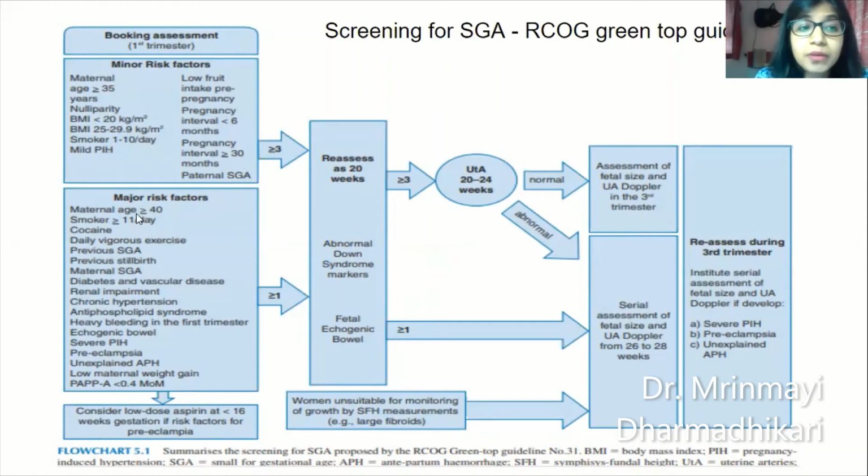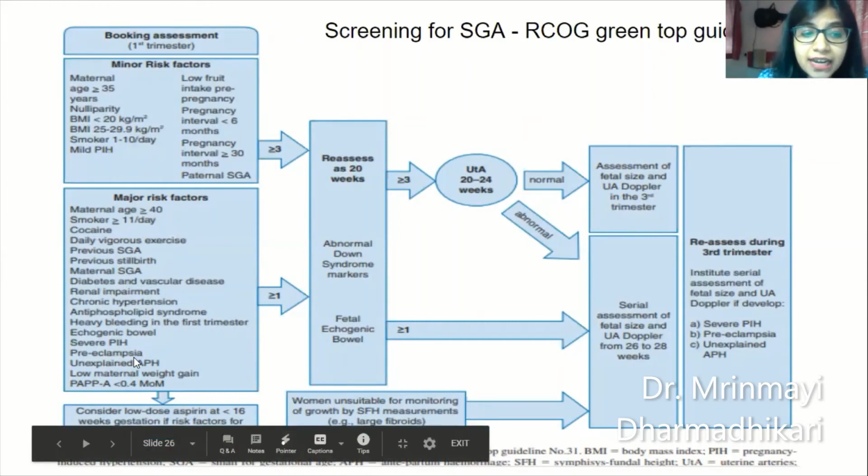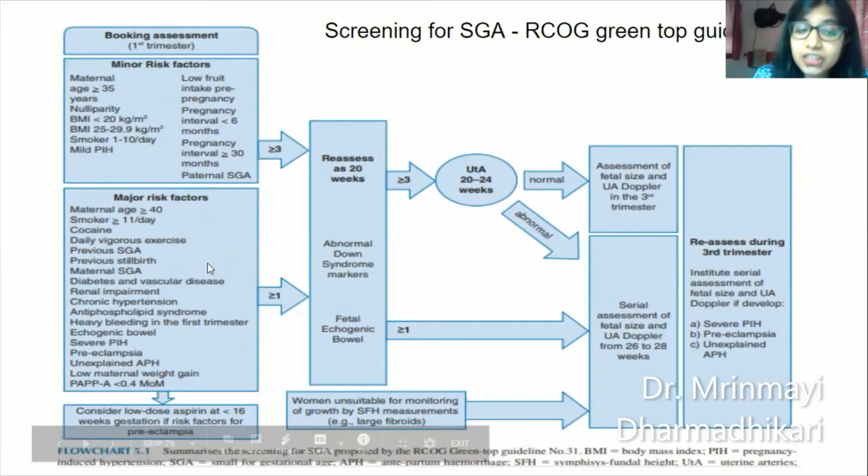Major risk factors include maternal age more than 40, smoking more than or equal to 11 cigarettes per day, cocaine abuse, daily vigorous exercise, previous history of IUGR or stillbirth, maternal medical conditions such as diabetes, renal impairment, chronic hypertension, APLA syndrome, heavy bleeding in the first trimester, echogenic bowel, severe PIH, preeclampsia, antepartum hemorrhage, low maternal weight gain, PAPP-A less than 0.4. All these are the major risk factors.